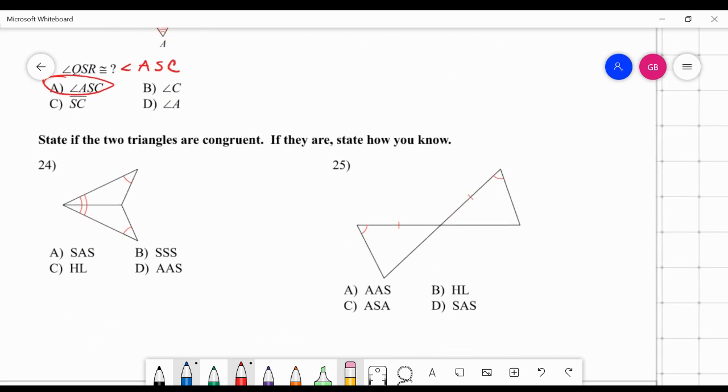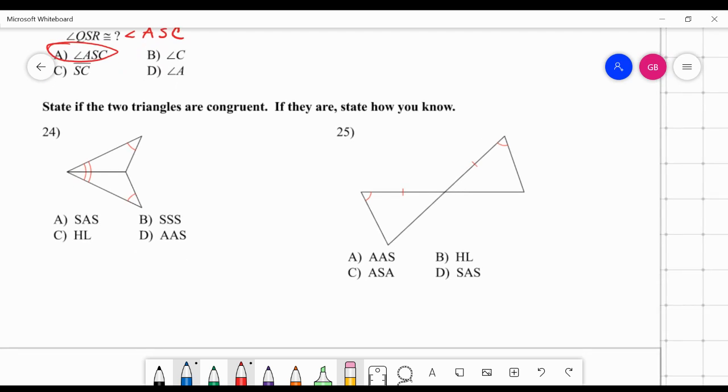Number 24, state if two triangles are congruent. If they are, how do you know? Okay, so here we see we have two pairs of angles. We have angle, angle, and also they share this side in the middle. So it's angle, angle, side, option D. Number 25, we have corresponding angles, corresponding sides, and also we have vertical angles here, so these angles are congruent. So we have angle, side, angle.